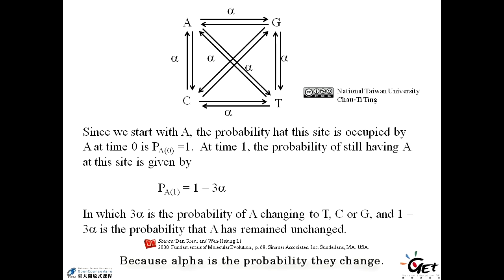Because alpha is the probability they change, right? But there are 3 different ways they can change to an alternative nucleotide. And the probability they don't change, they stay with A, is 1 minus 3 alpha. So that's a very simple one.